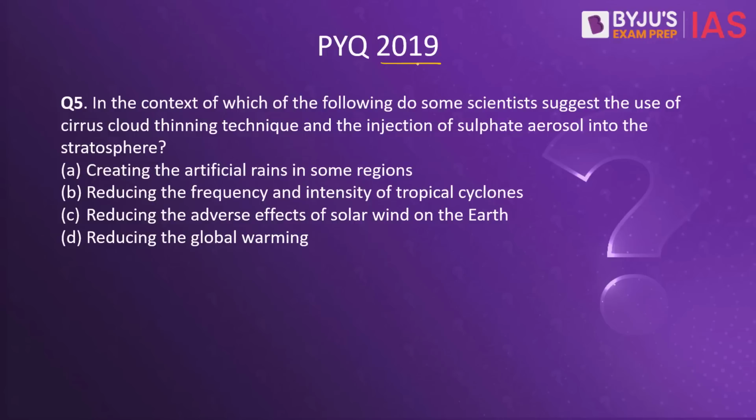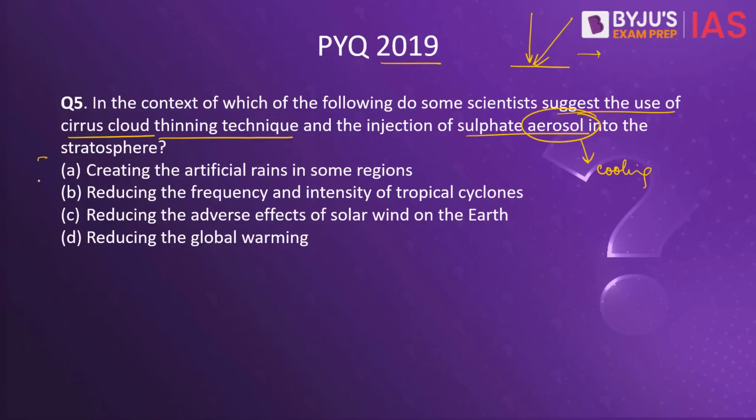Next is a PYQ. In the context of which of the following do some scientists suggest the use of Cirrus cloud thinning technique and the injection of sulfate aerosol into the stratosphere? Now, aerosols, they are associated with what? Cooling. Because aerosol particles lead to diffusion of the sunlight that is coming to the earth. So when the sunlight, instead of falling directly on the ground, falls in a slanted manner, then what happens? The amount of heat it carries also reduces.